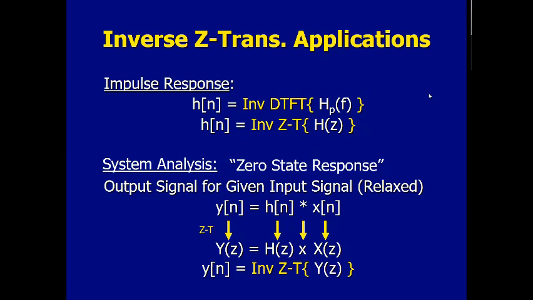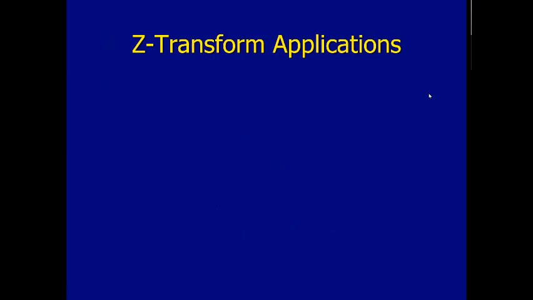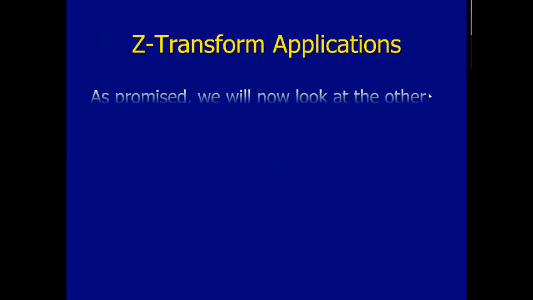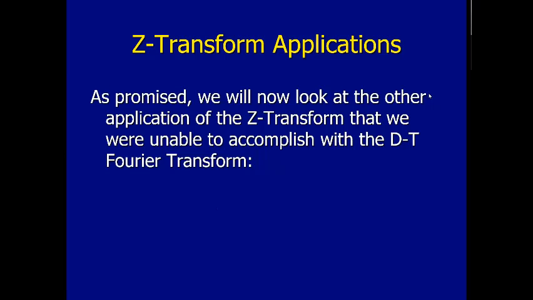Now, there is one more primary application for the Z transform that was one of our compelling reasons for why we wanted to go to the Z transforms and not just do everything with the Fourier transforms. And that was that there was a class of problems that we could not solve with the Fourier transforms. And it turns out we can't solve them with the two-sided DTFT, or excuse me, the two-sided Z transform either. And that was what we were able to do with solving difference equations.